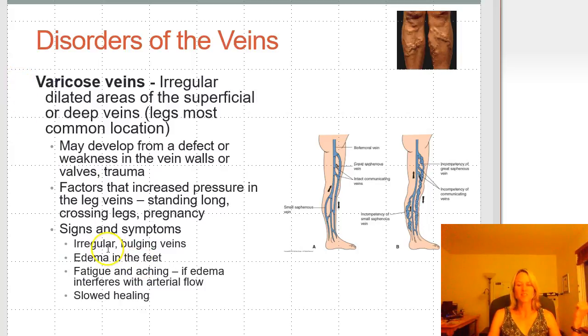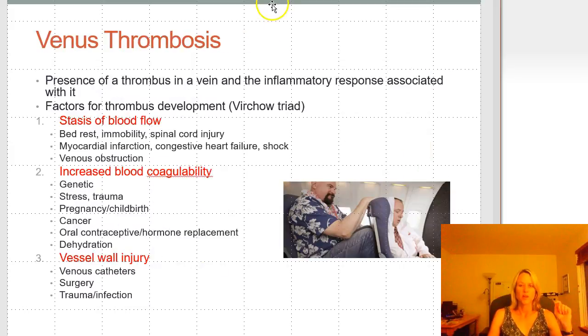Some signs and symptoms, obviously, we know what they look like, irregular bulging veins, but it can also cause edema, fatigue, and aching, if this edema interferes with arterial blood flow, and slowed wound healing. Venous thrombosis is when we have the presence of a thrombus in a vein and then the associated inflammatory response. The Virchow triad describes the three factors that lead to an increase in thrombus development in the veins.